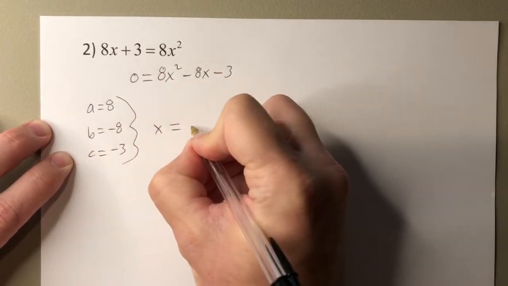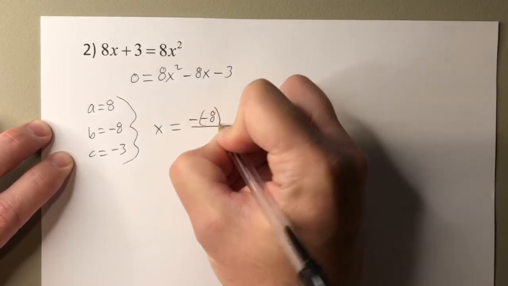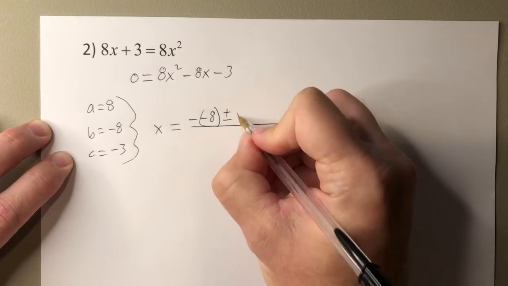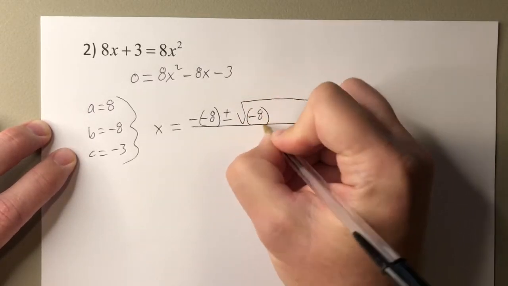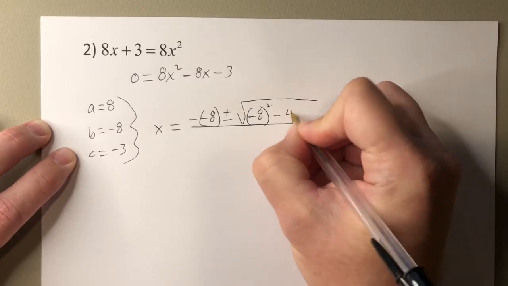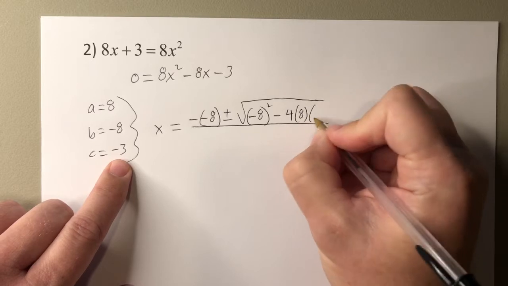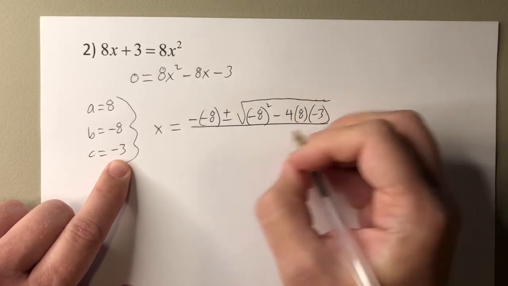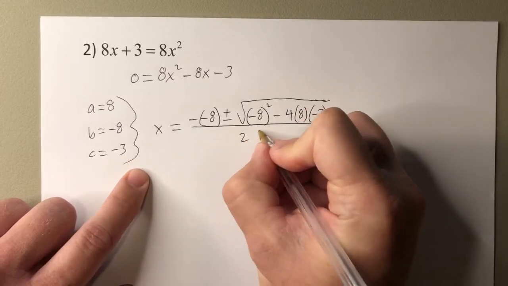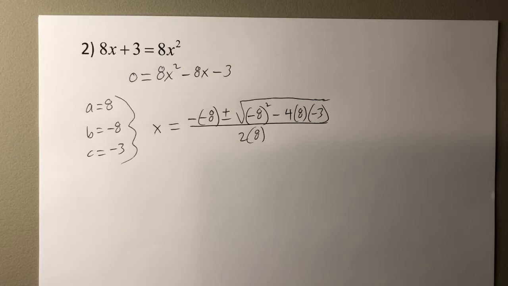So x equals what? X equals -b plus or minus the square root of what? B squared minus 4ac. Remember, you're multiplying this string of numbers together, okay? All over 2a. All right. So what do we get?